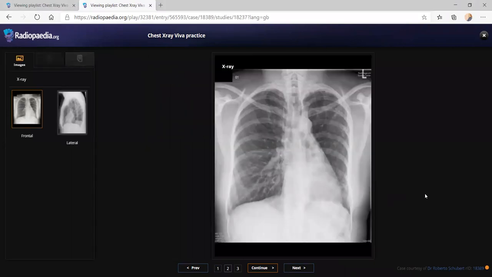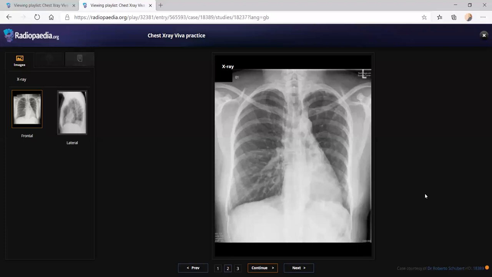So this is a frontal chest x-ray of a skeletally mature 35-year-old female patient with dyspnea and cough. What I can see is that there seems to be volume loss in the left lung. There seem to be tubular opacities, especially in the left lung mid and upper zones. There are dispersed nodules in both the lung fields.